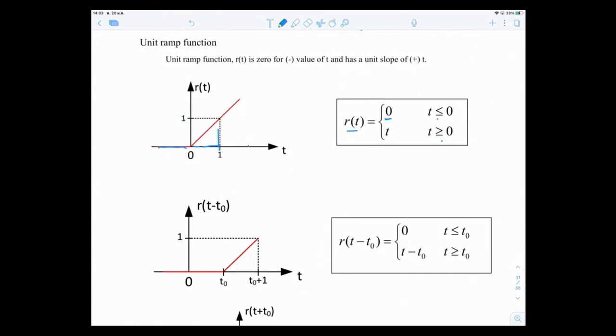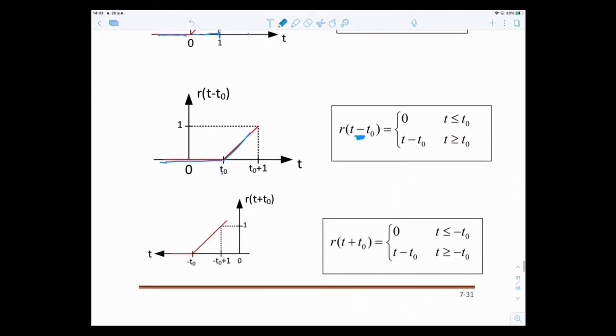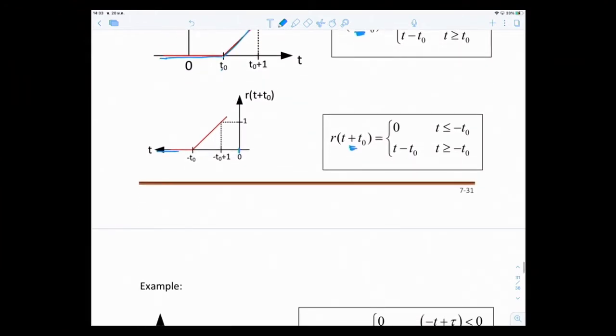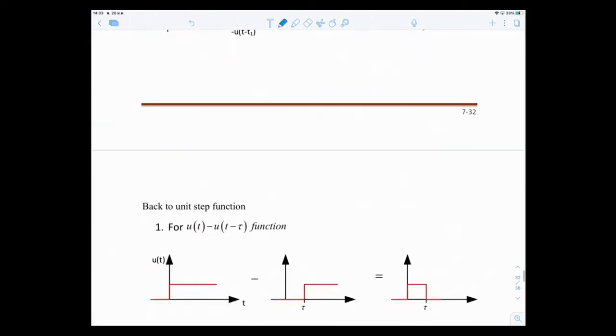Again, if there's a delay, it stays 0, 0, 0, 0, and then ramps up at t naught, so you would write it as R of t minus t naught. And if it's advanced, coming before t equal to 0, you write R of t plus t naught, like this. Okay, so this is the ramp function. Let's look at an example.